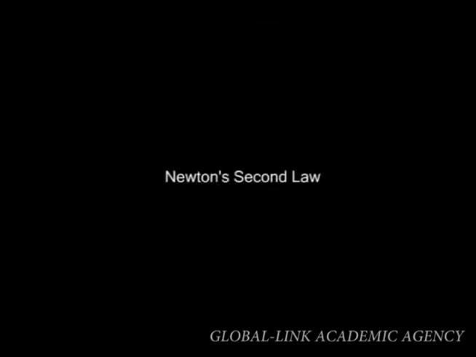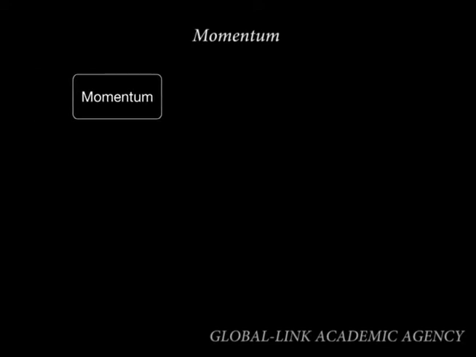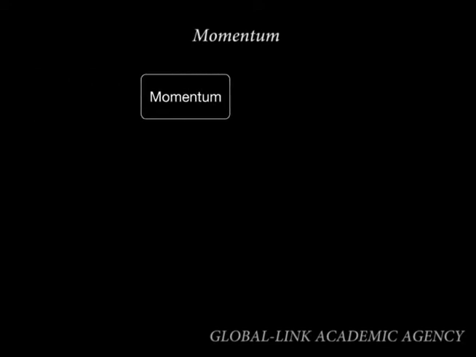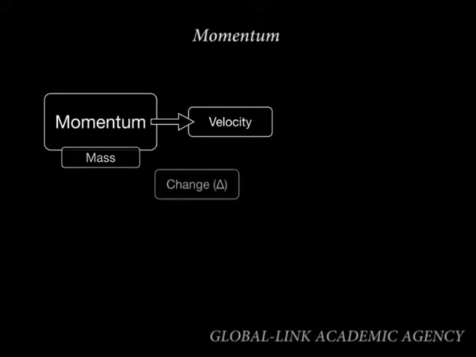Newton's second law. So we've seen that momentum will occur if we have an object that is in motion, and to calculate it we simply multiply the mass and the velocity of the object. The greater the mass, the greater the velocity, the greater the momentum it's going to be. And so to change our momentum, we can change the mass or change the velocity.